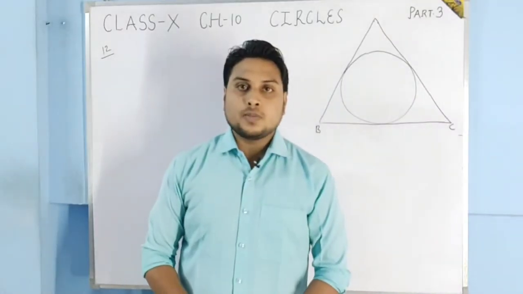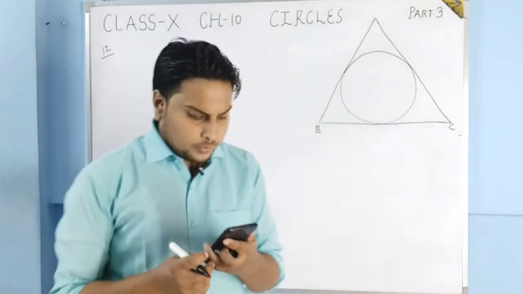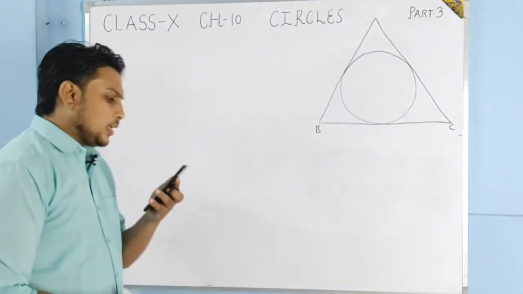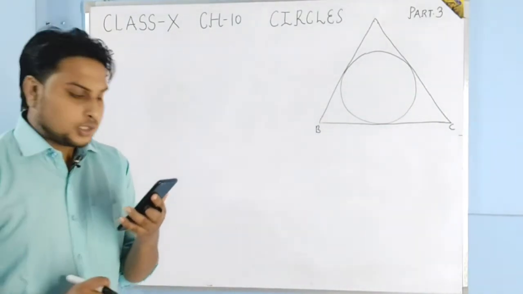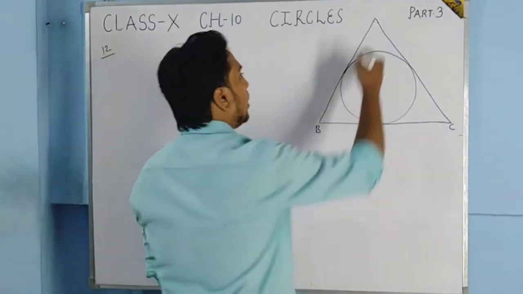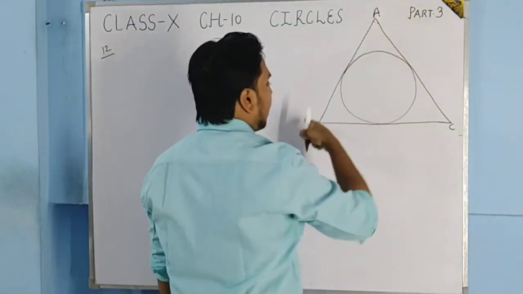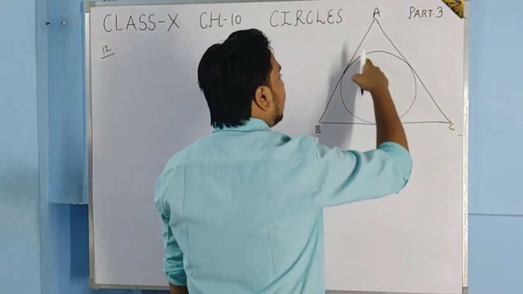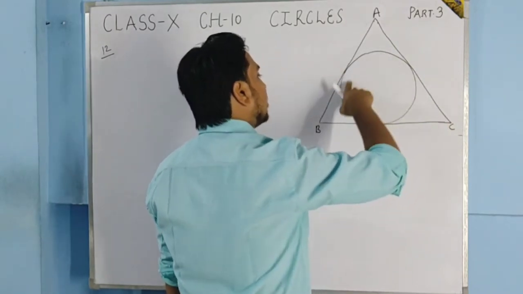Now students, coming to question number 12. Question number 12 is what? A triangle ABC is drawn to circumscribe a circle of radius 4 centimeter. Okay, see what is given. A triangle is there, which is drawn to circumscribe a circle.